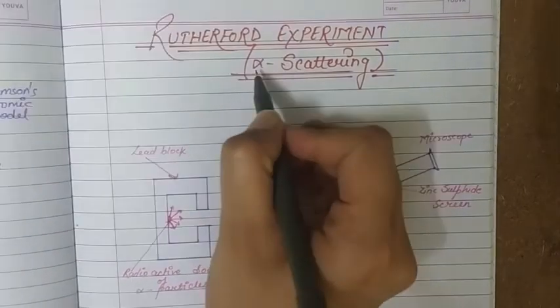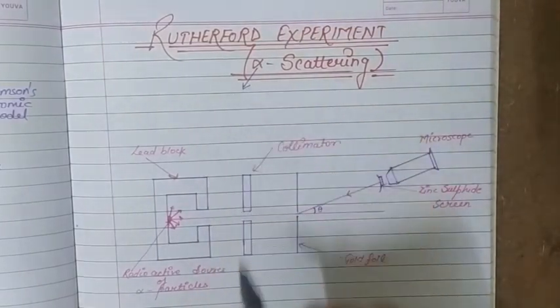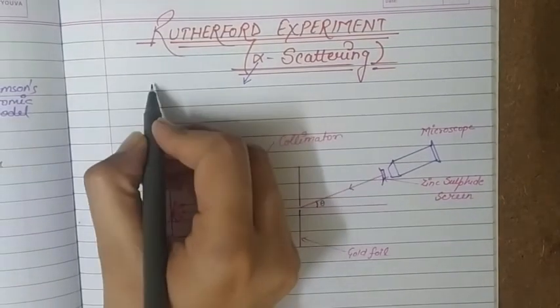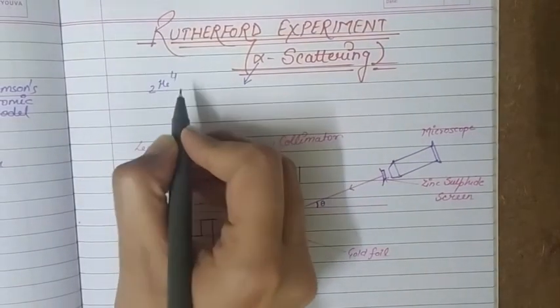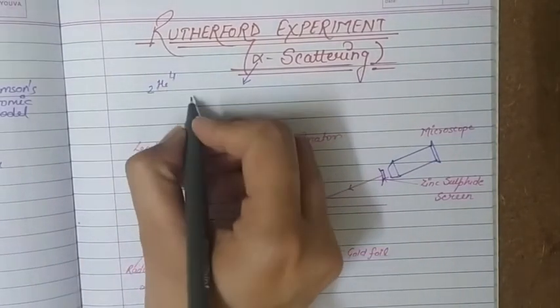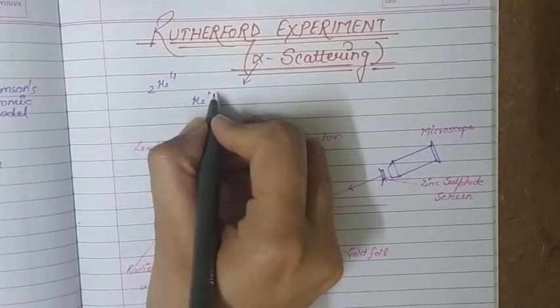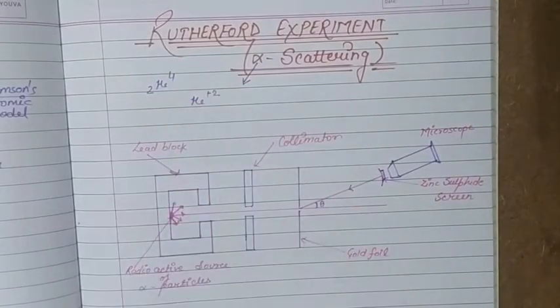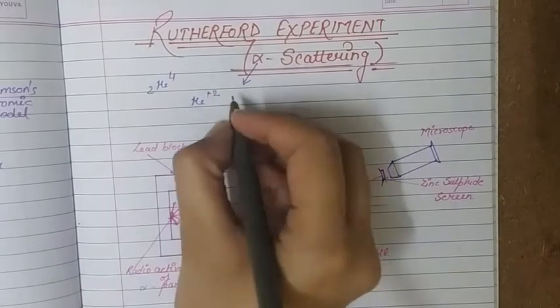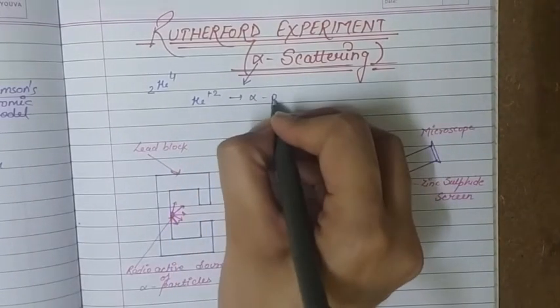What is an alpha particle? An alpha particle is basically a helium ion, or we can say a helium atom from which both the electrons are removed. We know that helium is 2He4, and it has two electrons. If we remove two electrons from the helium atom, it becomes helium plus 2. This helium ion from which two electrons have been removed is called an alpha particle.